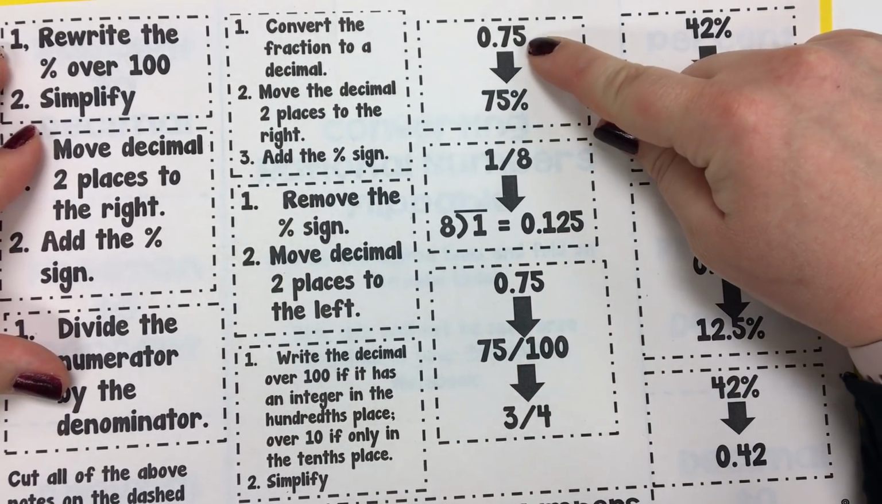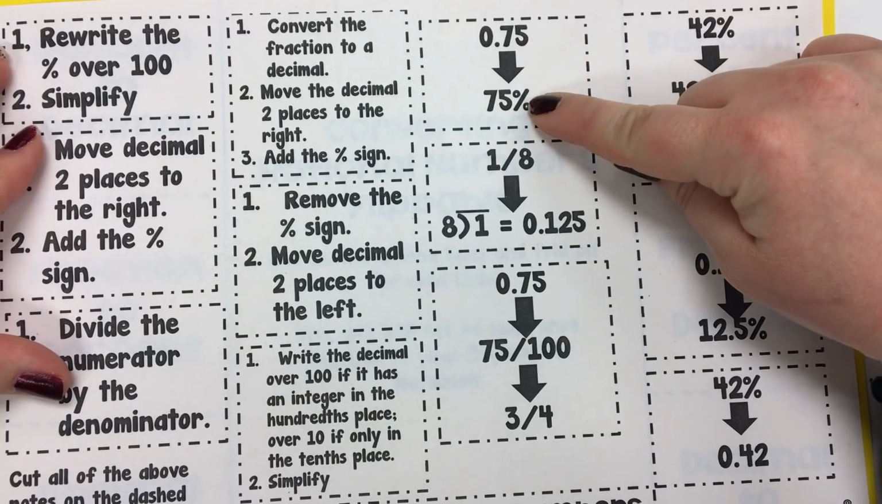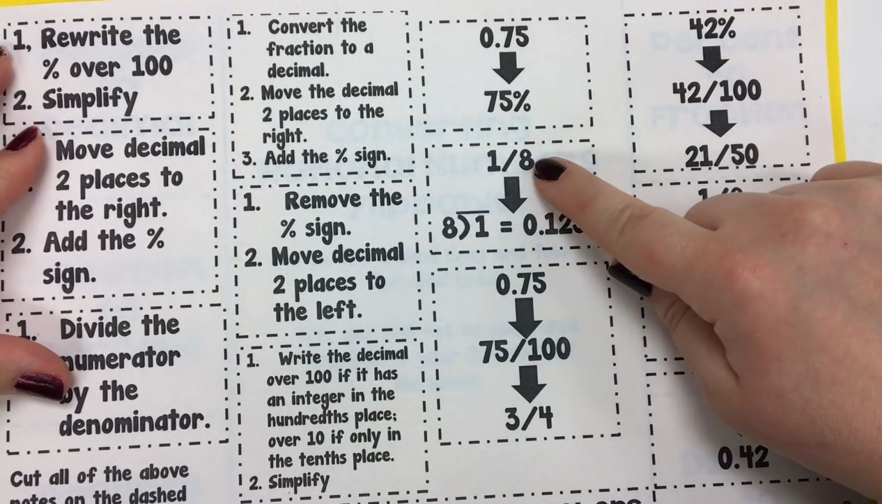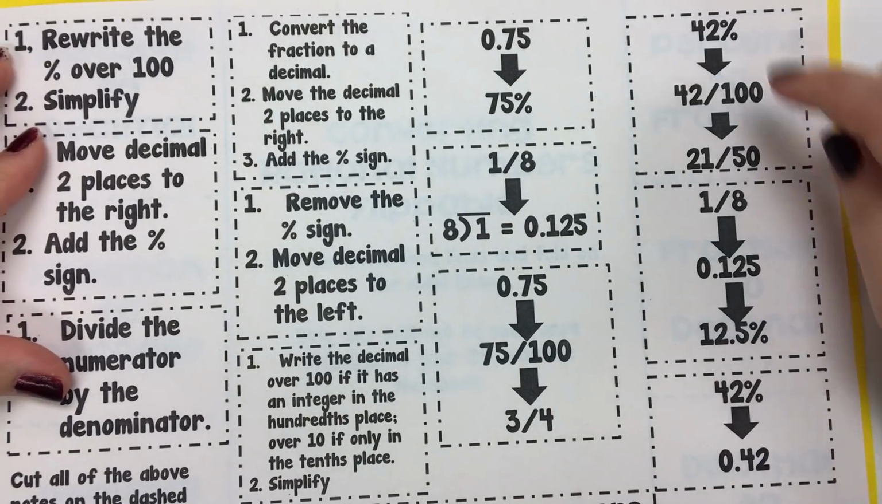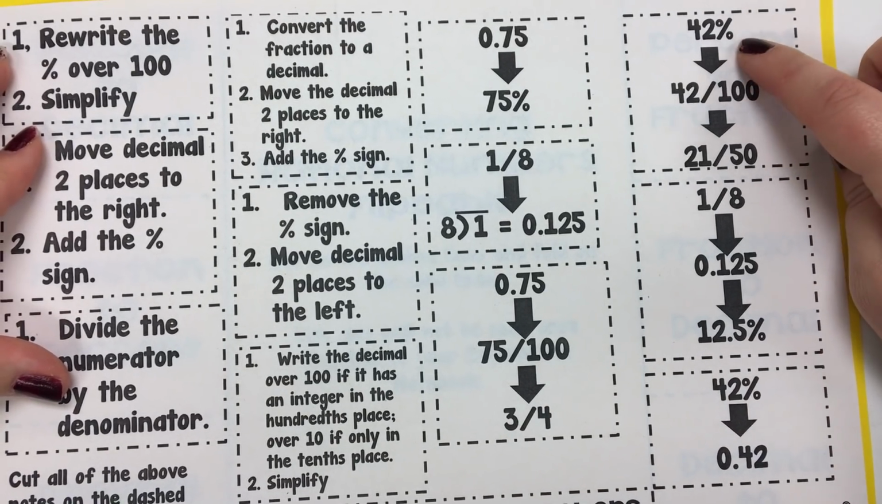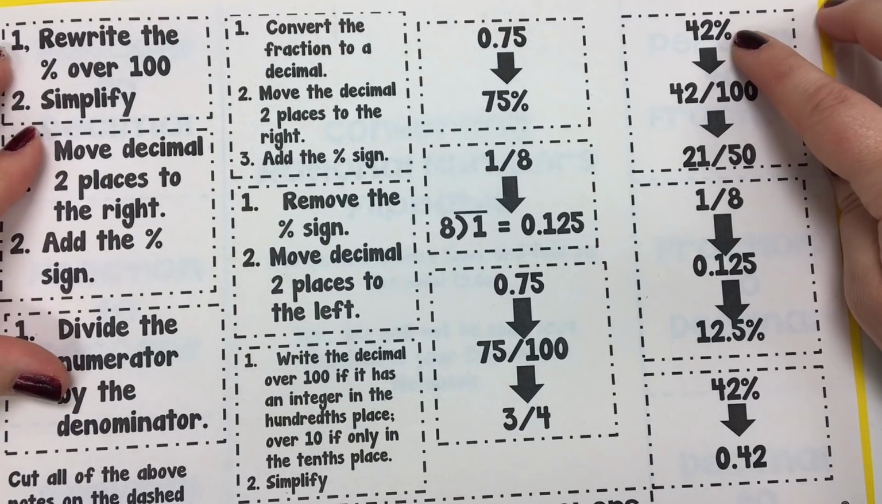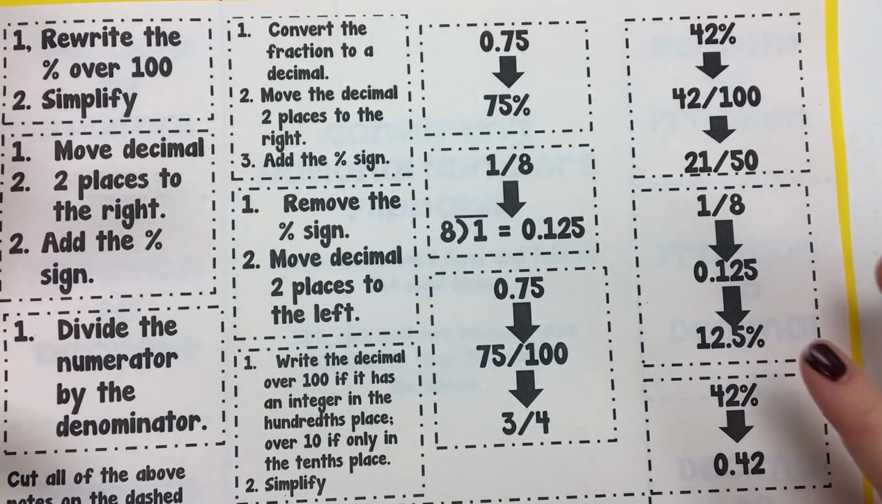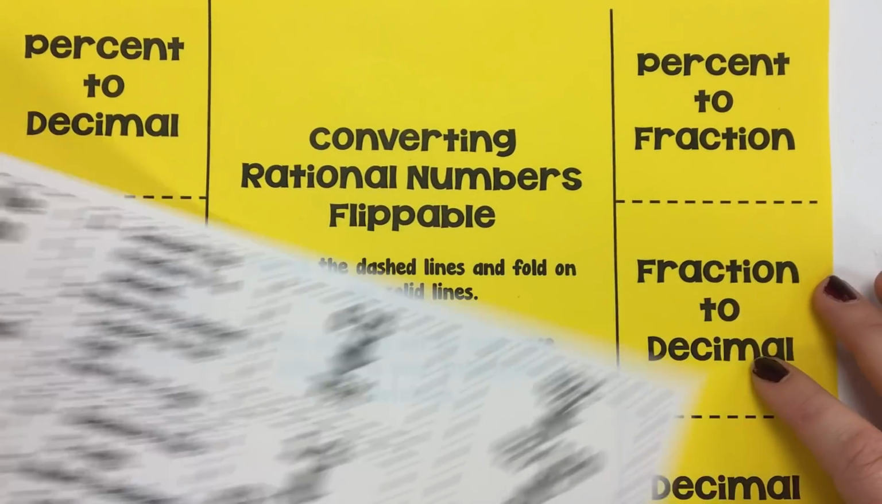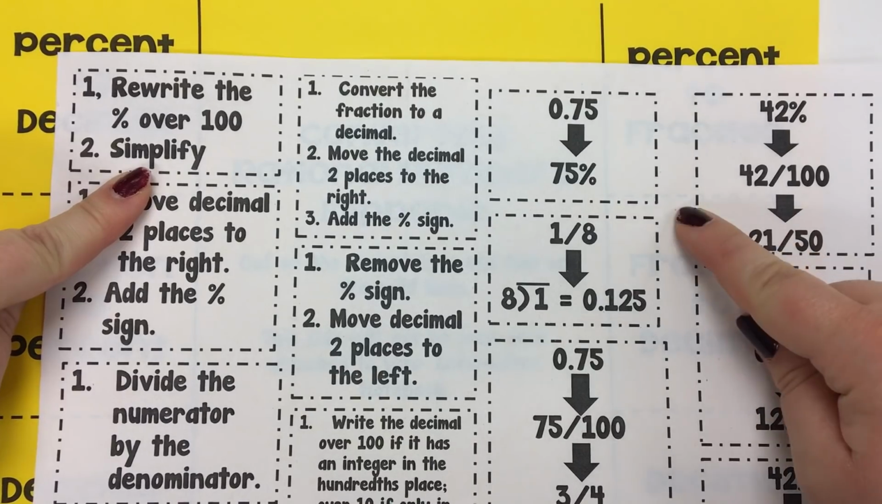For example, this first one goes from a decimal to a percent. This second one goes from a fraction to a decimal. This one over here on the far right corner goes from a percent to a fraction, so on and so forth. So for each one of these sections, you're going to want to have a set of directions and an example.